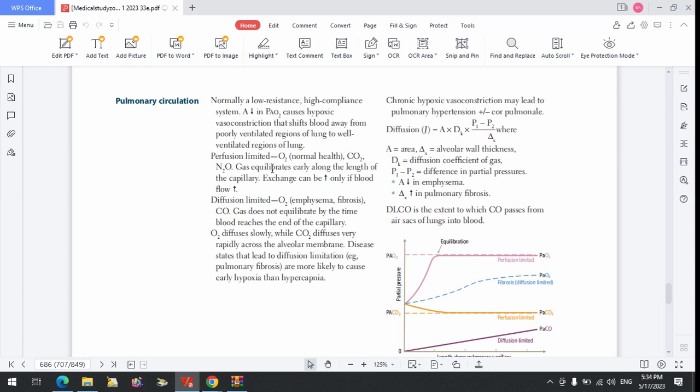So oxygen is perfusion limited and diffusion limited. Carbon monoxide is diffusion limited. CO2 is only perfusion limited.